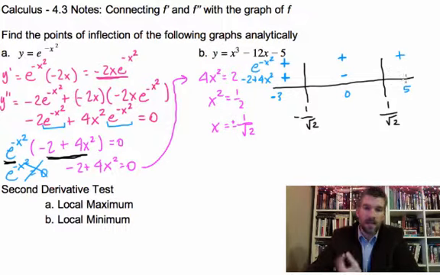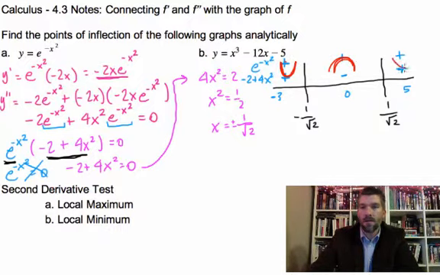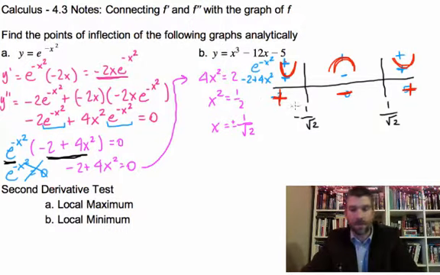So, and again, just like way over here on the left, you're going to end up with negative 2 plus 4 times 25, and that's a positive. So what does that mean? That means that I am concave up here, I'm concave down here, I'm concave up here. Why? Because I have a minus sign, a plus sign, and a plus sign. So I've found my points of concavity.